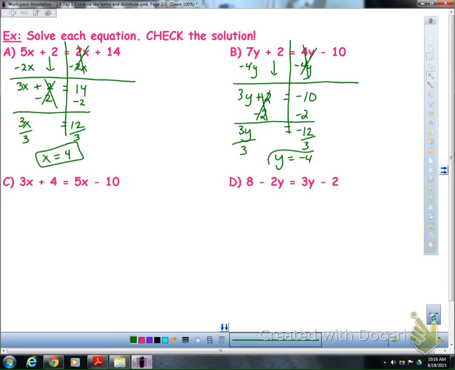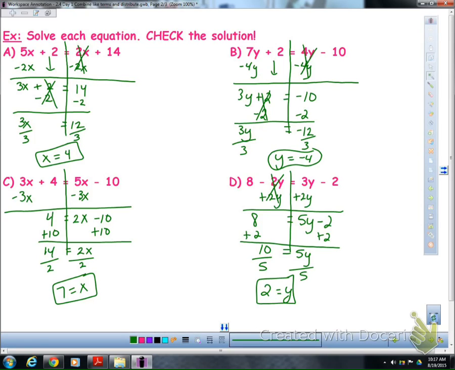Now pause the video, and I want you all to do examples C and D on your own. Okay, please check your work and your answers for examples C and D. Again, nothing to simplify on either side, so you can just go on and move the variables. For example C, you get x equals 7. In example D, you get y equals 2. So pause and make sure everybody checks their answers.